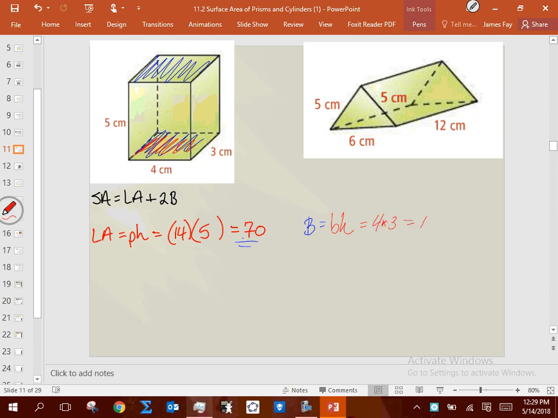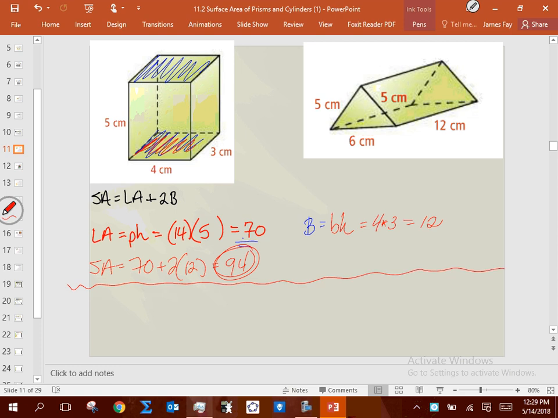4 and 3, right? So it's going to be 12. Okay. So now when I go surface area, is LA plus 2 bases, where base is 12. Does that give me 94? Okay.